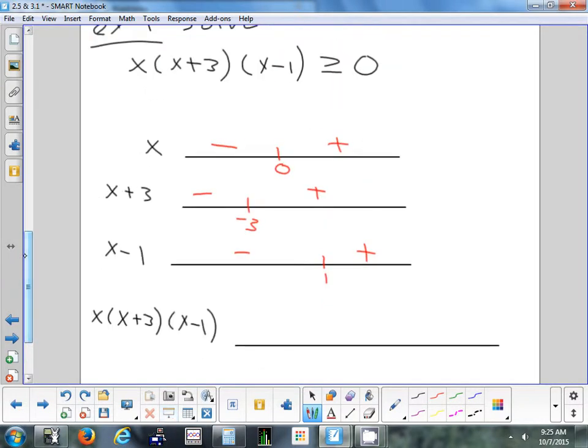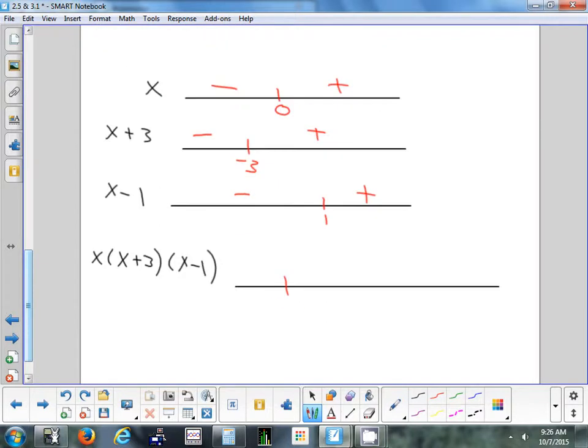Okay, we're going to mark all 3 of these spots. We've got negative 3, 0, positive 1. So we have 4 regions we need to check. And what's the trick I said? What's going to happen in these regions? It's going to alternate. We'll check the first 2 just to make sure we're good. But then it's just going to alternate negative, positive, or the other way around.